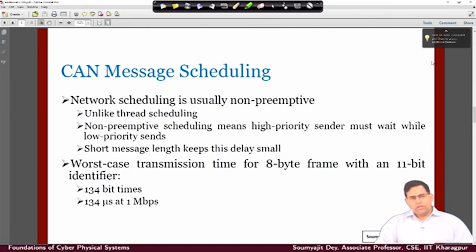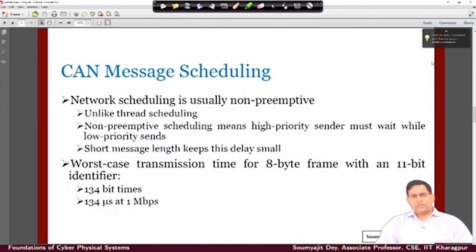From the arbitration discussion, we have understood that in general, for such CAN messages, when you have to send multiple messages, you have to schedule them inside a bus. There is a difference between scheduling of packets in a network and scheduling of processes or tasks in general in an embedded system or a computer.